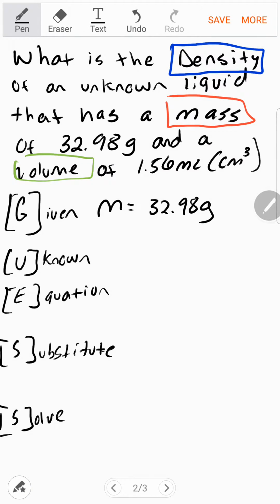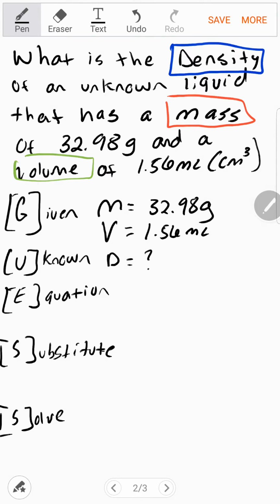This is not math class. In math class, you don't have a lot of units, but in science class, you have to have the proper units or your answer is going to be wrong. The other variable I'm given is volume, and that's V, and that equals 1.56 milliliters or centimeters cubed. It doesn't really matter. They mean the same thing. Now my unknown variable, well, what is that? That's my density, and it's up at the top. Density. I don't know that, so I'm going to put it as a question mark.